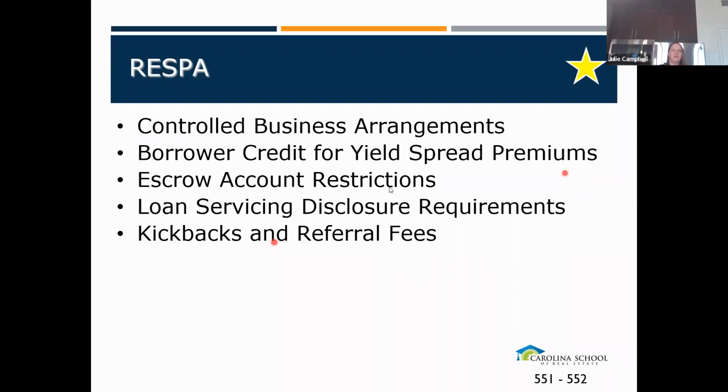RESPA, if there's a controlled business arrangement, RESPA requires the business that is going to benefit to disclose what that is. For example, we're starting to see this idea of a one-stop shop. What I mean by that is under one roof, you may have a real estate agent, a lender, and an attorney. We share space, we share an office, and we work together in this controlled business arrangement.